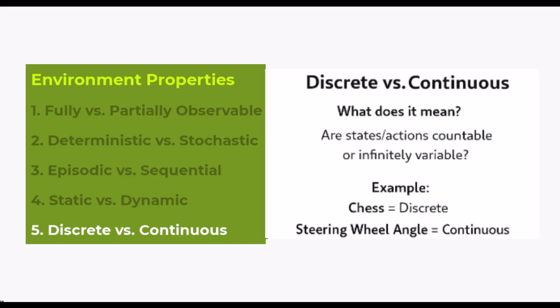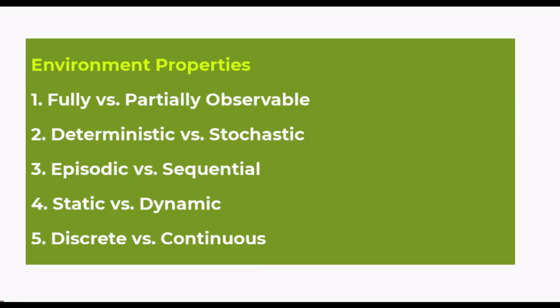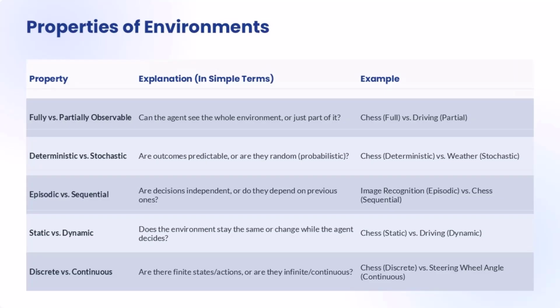So it's discrete. For a continuous example, we have steering a car. The wheel can turn to any angle. There are infinitely many values for the wheel position and the car speed. So it's continuous. Now, these 5 properties help us understand how an AI agent perceives and acts in different environments.